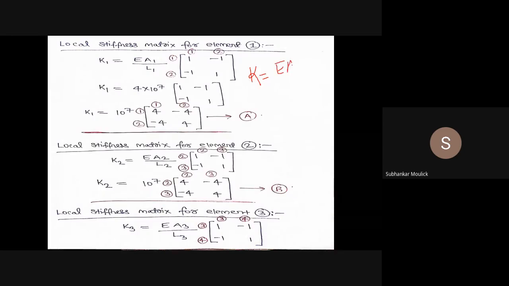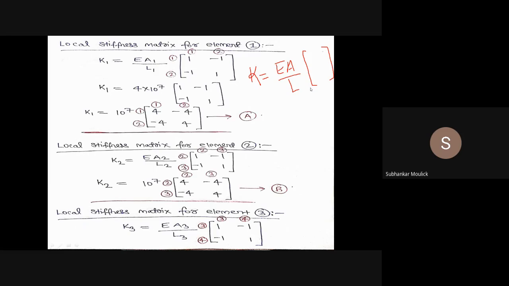is equal to E into A by L times a matrix. And what will be the size of the matrix? The size of the matrix depends upon the number of nodes. I can see that element 1 is connected between node 1 and node 2, so only 2 nodes are present in element number 1. So the size of this stiffness matrix will be a 2 cross 2 matrix. That means the first row represents node 1, second row node 2, first column node 1, second column node 2, and inside the matrix I know that the values are 1, minus 1, minus 1, 1.